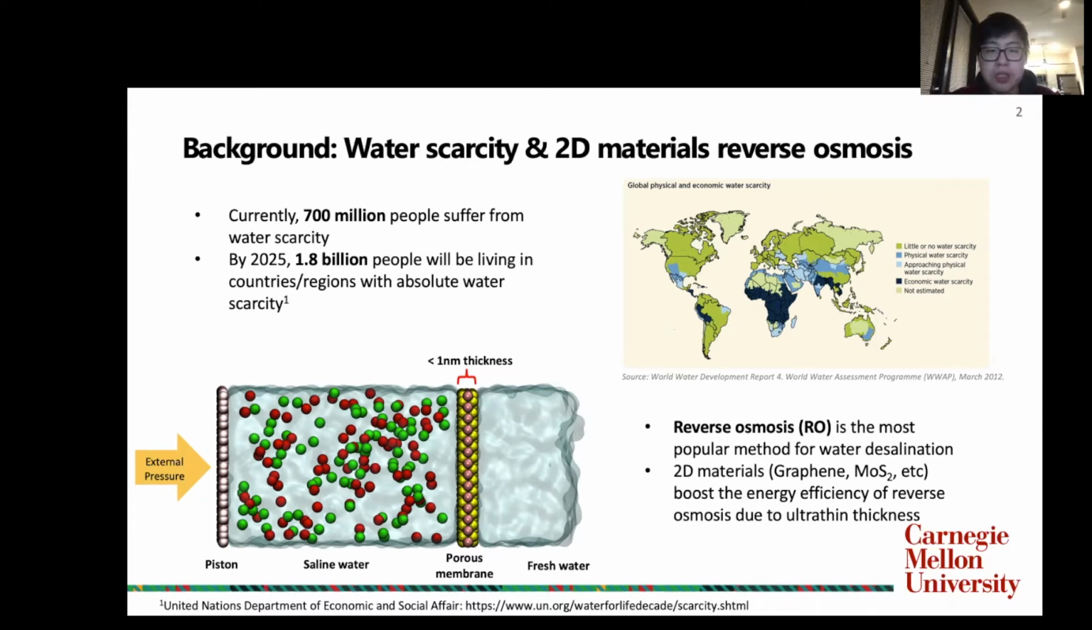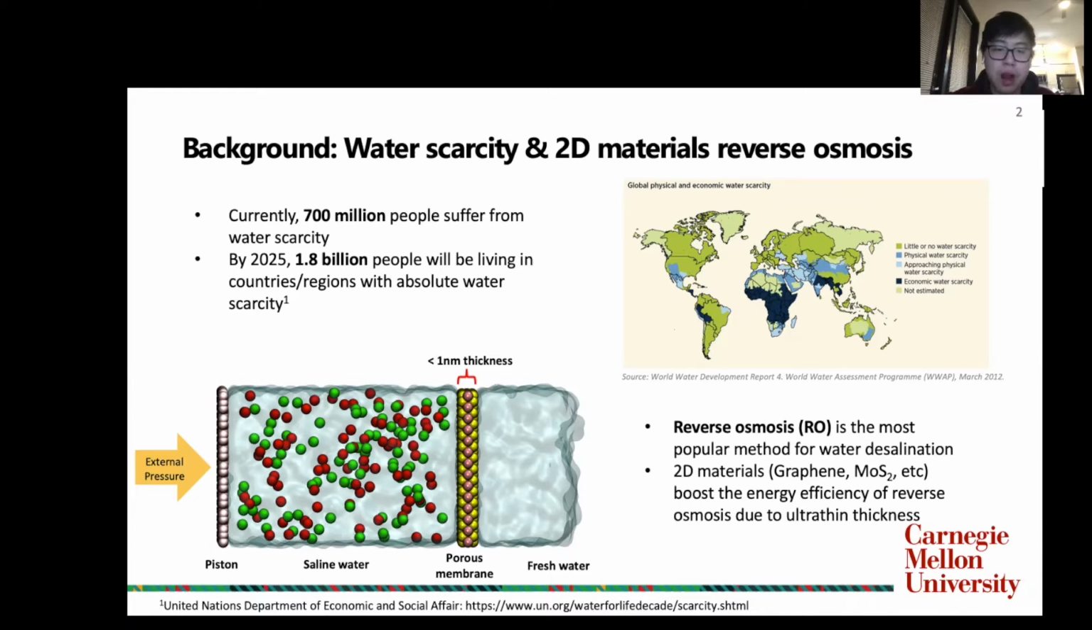Reverse osmosis is currently the most popular method for us humans to combat water scarcity. It involves using a piston to apply external pressure on saline water against the porous membrane. Then the porous membrane will filter out unwanted ions and let through the fresh water.